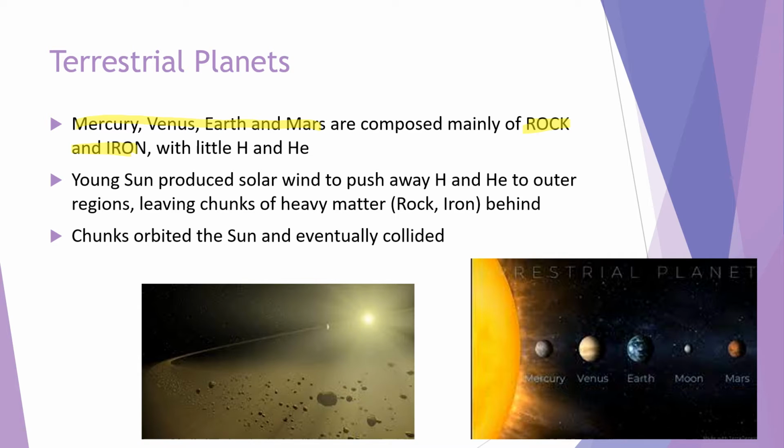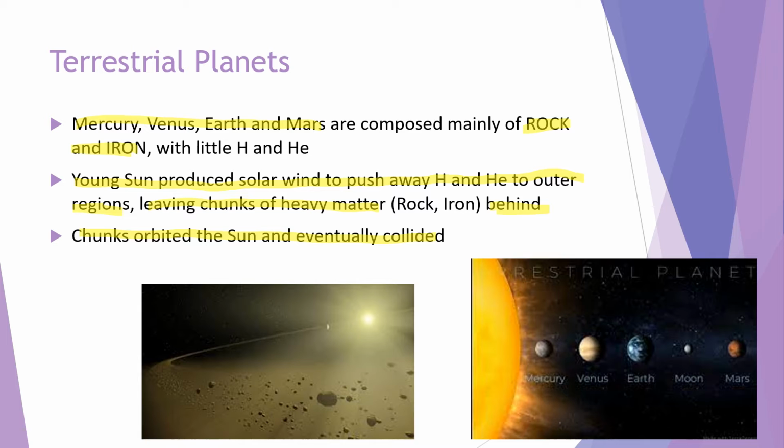And so what happened was our young sun produced solar wind to push away hydrogen and helium to the outer regions, but this left chunks of heavy matter behind. The chunks eventually started orbiting the sun and started to collide, which started to form our terrestrial planets.